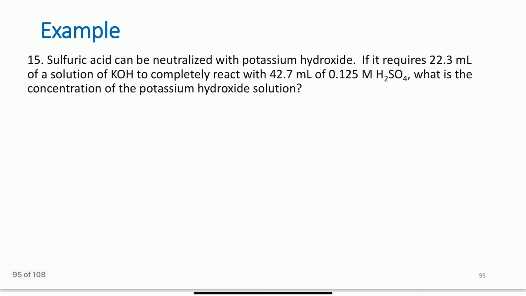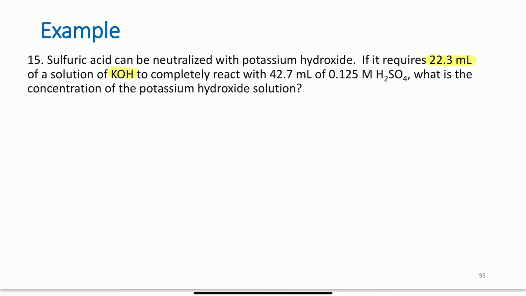Sulfuric acid can be neutralized with potassium hydroxide. So this is an acid-base neutralization reaction. If it requires 22.3 mils of a solution of KOH to completely react, okay, in this semester, we're dealing with completely reacting.